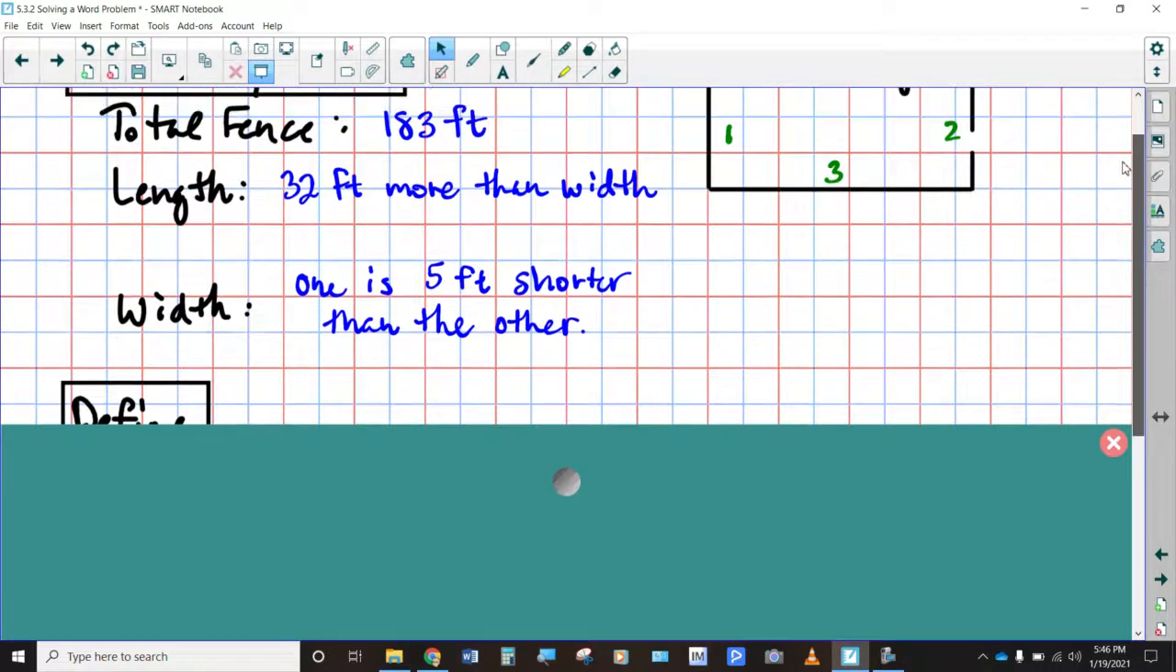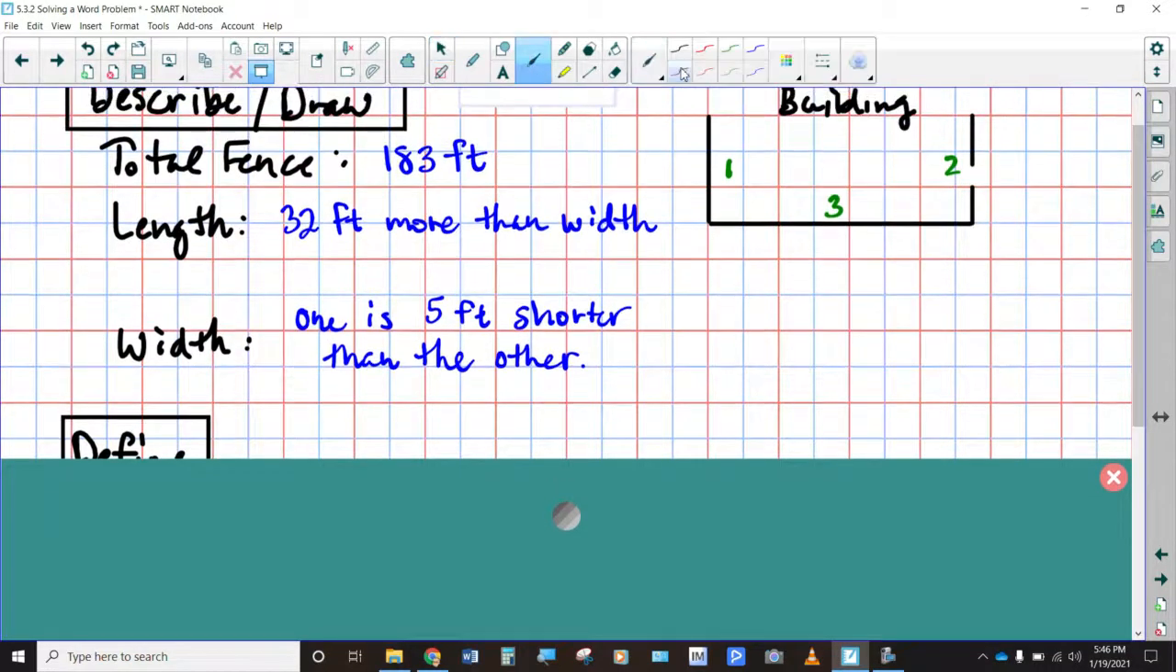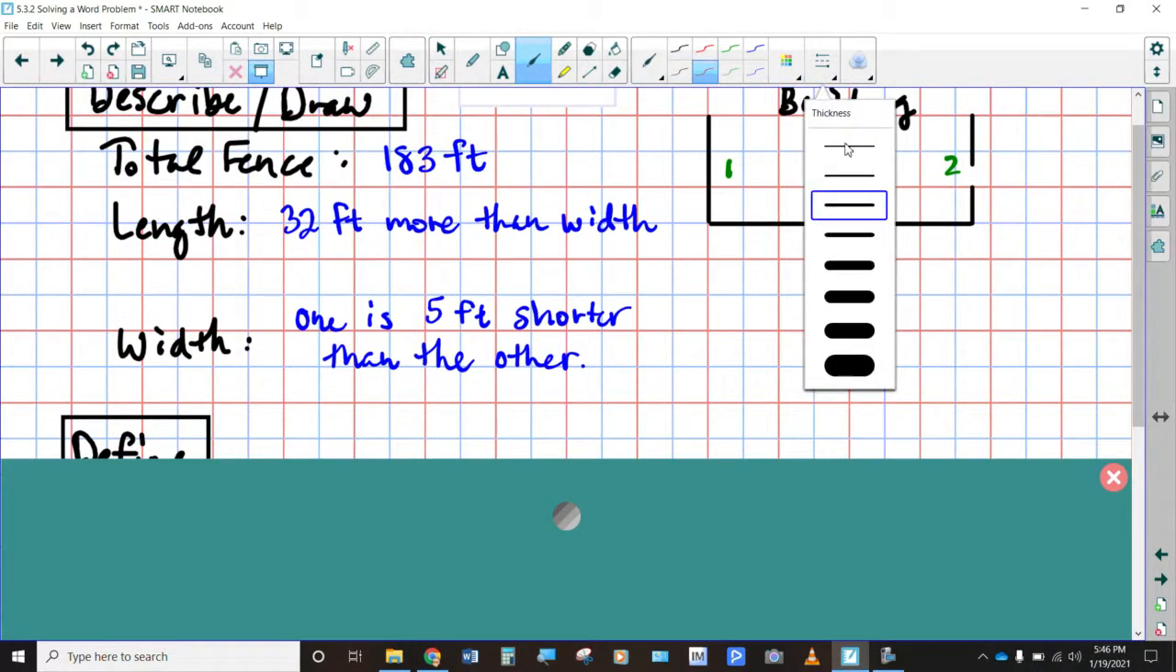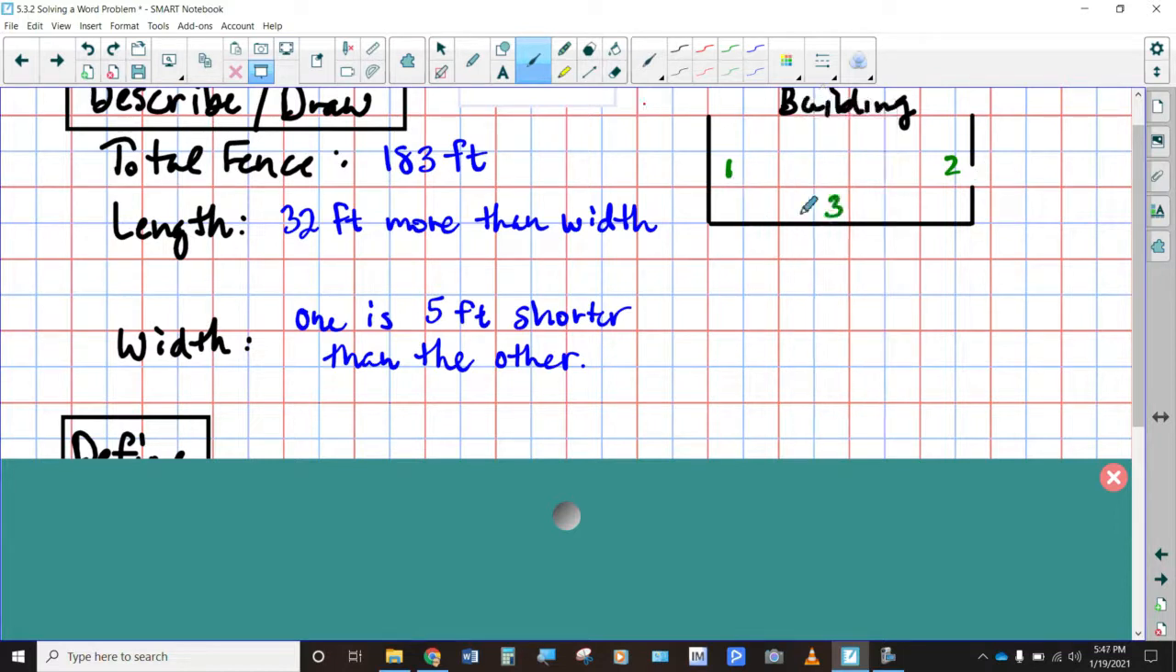Back up to the drawing. Remember, the variables are the parts that we don't know, and we literally do not know any of these side lengths, right? We don't know the width. We don't know the second one, the second side, although we do know that it's 5 feet shorter than the first side. And we don't know the length, but we do know that it's 32 feet more than the width. So this is where I start using algebra and variables. But I don't want to call this X, Y, and Z. That's going to get too confusing. So I'm going to call this X.